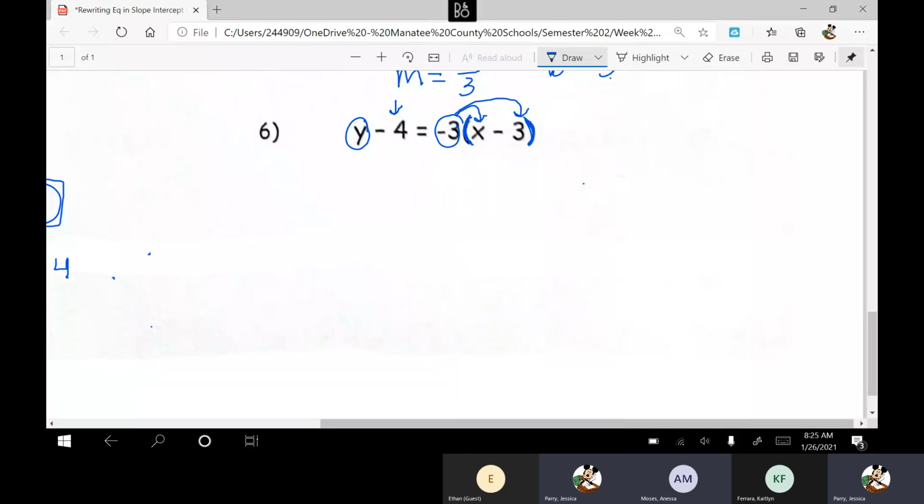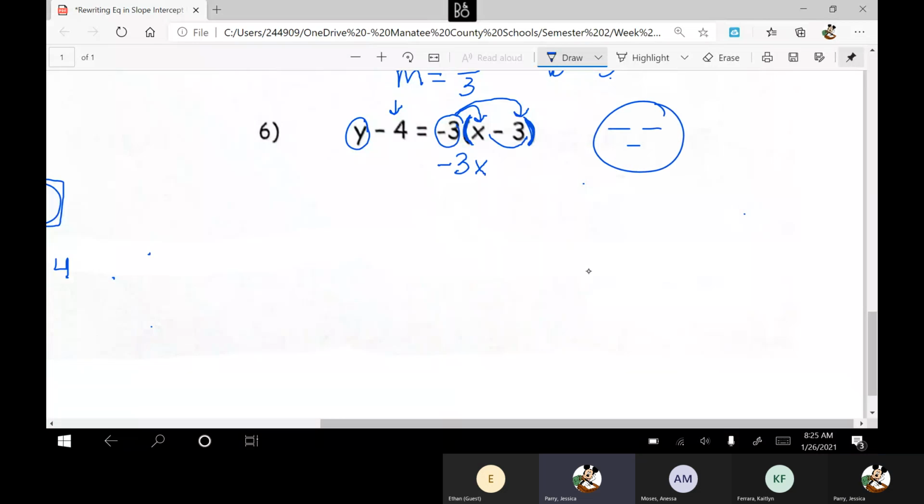Distributive property. Awesome. We're going to go ahead and distribute. So when you distribute, are we adding, subtracting, multiplying, or dividing? What operation do you use when you distribute? Multiplying. Awesome. We're going to multiply. Let's go ahead and do that. My first jump, the negative 3 times x. It's just negative 3x. And then my next jump, negative 3 times negative 3.